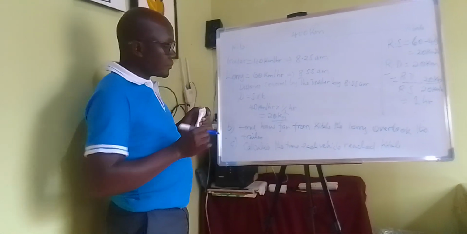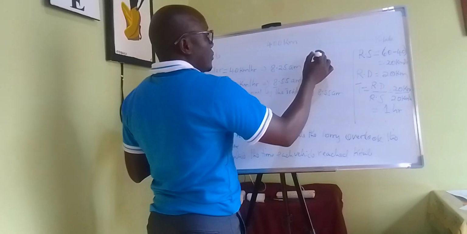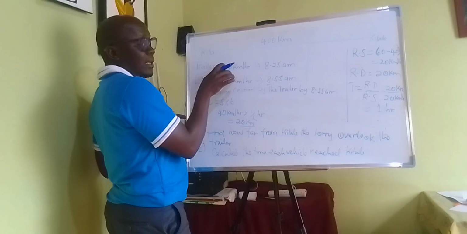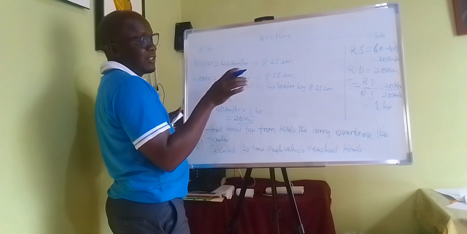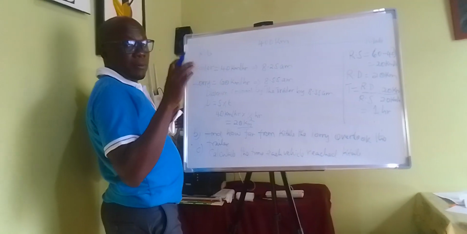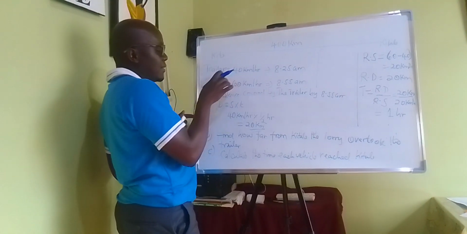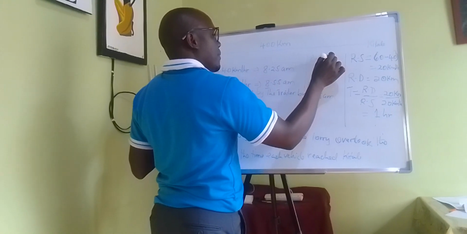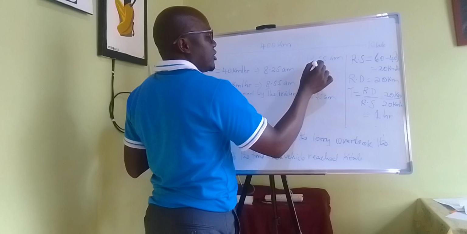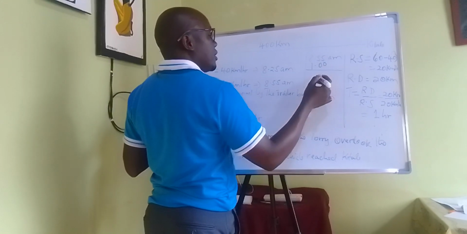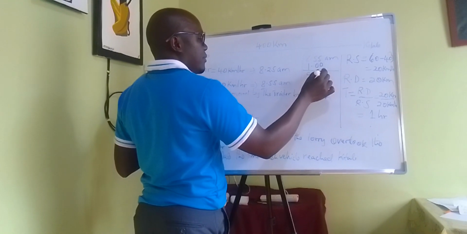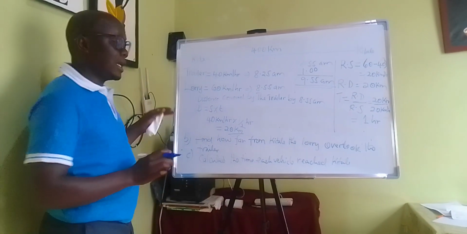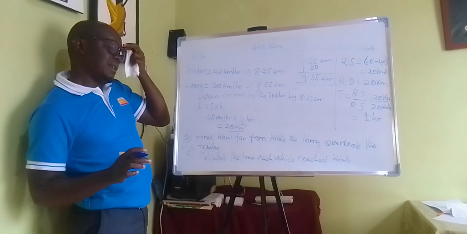So what is the time? Now the time is, we take the time that the lorry was leaving, not the time that the trailer left. Because this relative distance and relative speed work with a uniform time, which is the time that the last vehicle left, that is 8:55. So you take 8:55 a.m., you add 1 hour, the duration taken for the lorry to overtake, and you get 9:55 a.m. So this is the time that the lorry overtook the trailer.